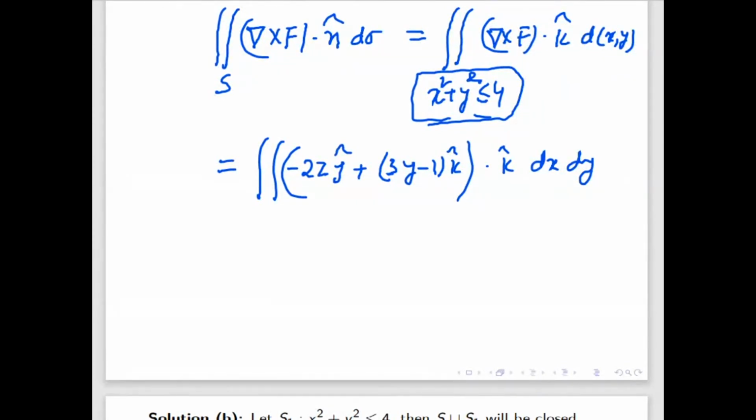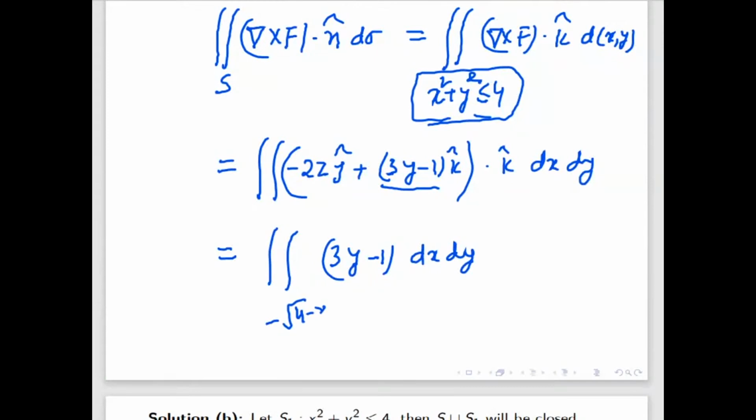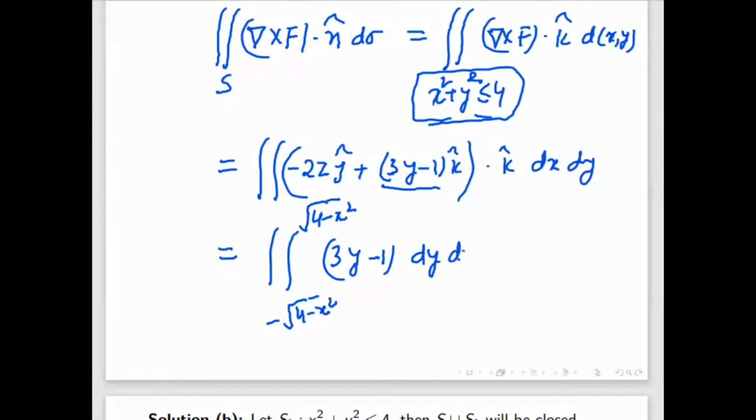Yeah, tell me the limit. This will give 3y minus 1 dx dy. So the limit of x will be minus square root of 4 minus y square to plus square root of 4 minus y square. This is the limit of x. And then the limit of y, y will go from minus 2 to plus 2. So integrate it and tell me what answer you will get.